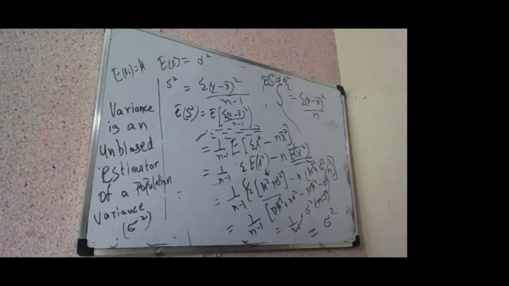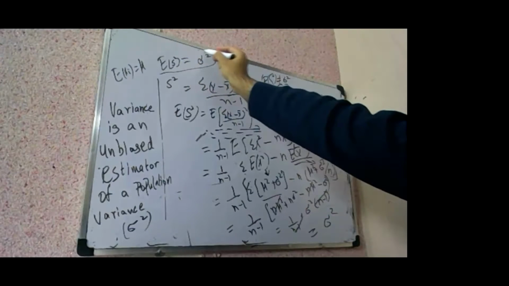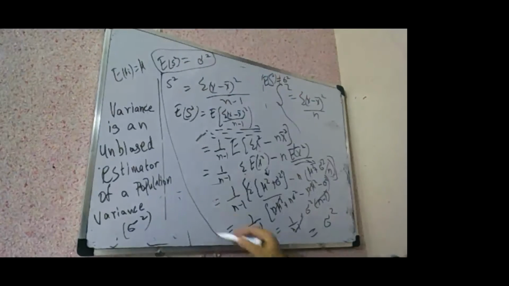Right? So here we talked about this thing. We have proved this thing right here. Is it clear to you guys? Simple, not that difficult. Just a bit of calculation and you can prove that the sample variance is an unbiased estimator of the population variance.